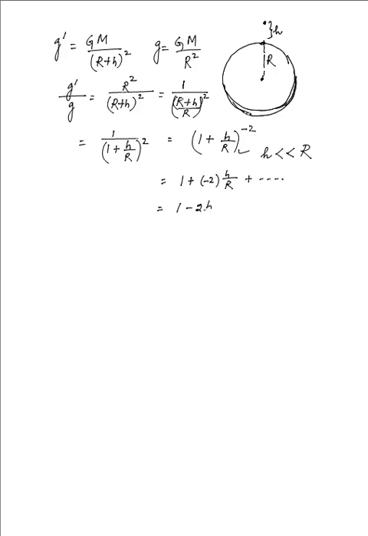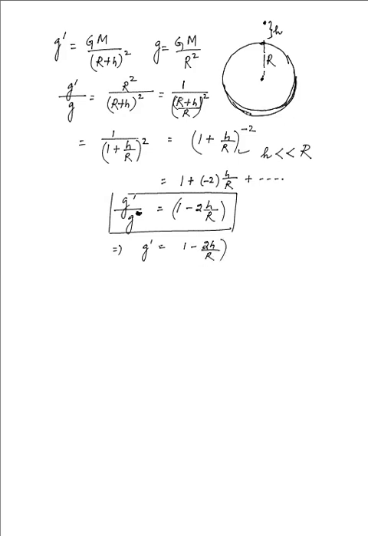Now this is 2h by r. So this is the ratio of the gravitational fields, of the new field with respect to the old one. And just to give you a comparison, this is this much. Now this was on the surface, this is at a height h.